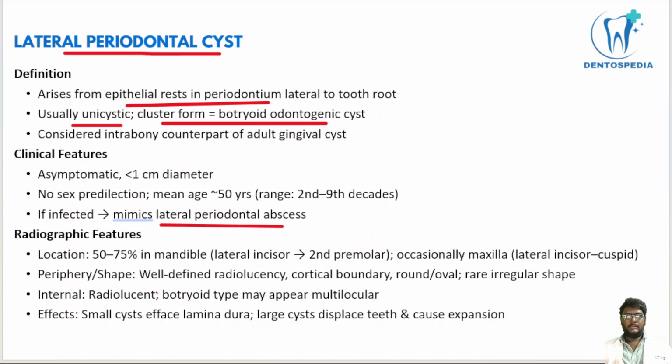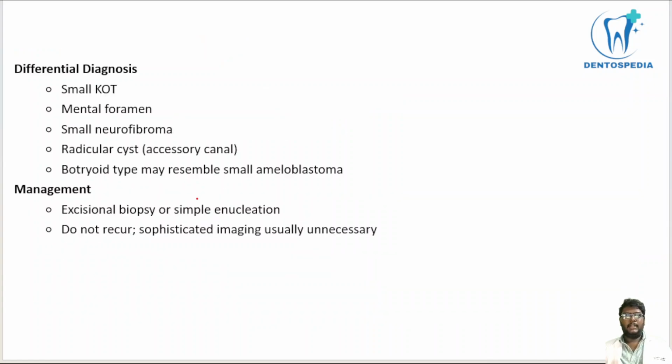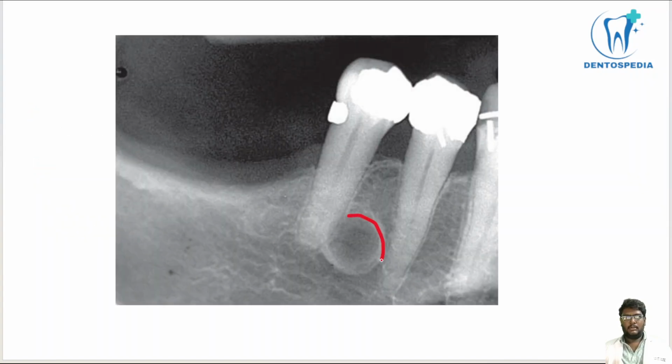Coming to the location, it is present in the mandible, particularly in the lateral incisor, second premolar region, and in the maxilla, the lateral incisor and canine region. Another important point is that the tooth is vital. So that's an important differentiating feature clinically and radiographically. And these are the differential diagnoses for this kind. Here you can see a small cyst in between the two premolars.